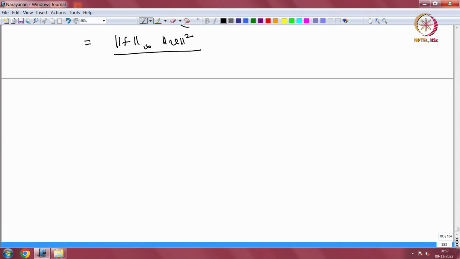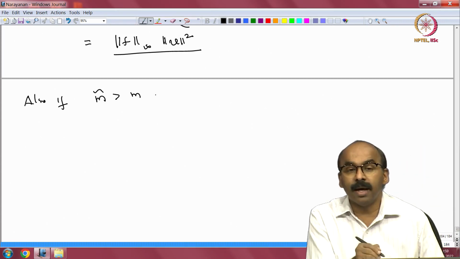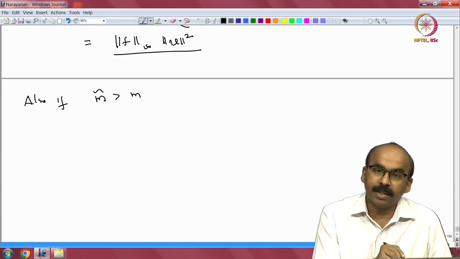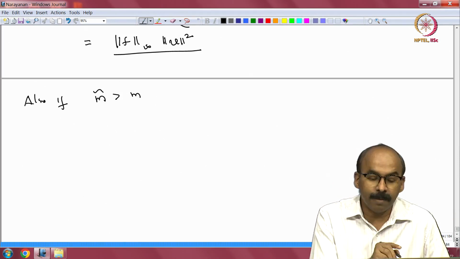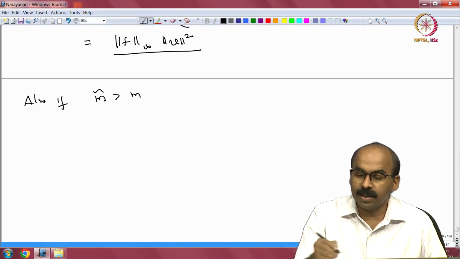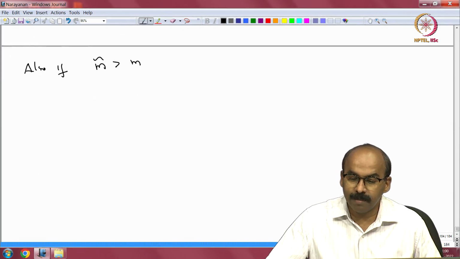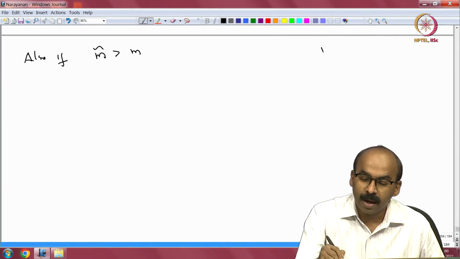Now we want to show it is Cauchy. So also, let us take m tilde greater than m, where m tilde is a positive integer greater than m. So there are two levels, the mth level and the m tilde level. Keep that in mind. In the mth level, what happens?